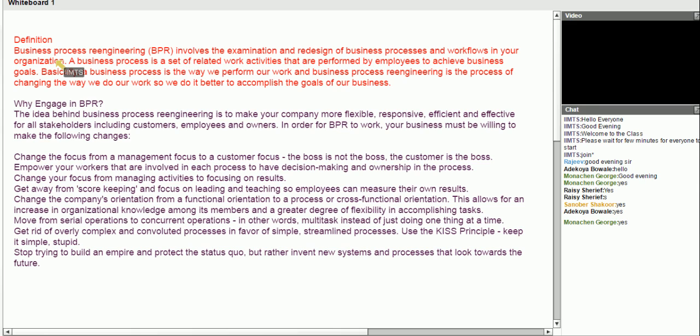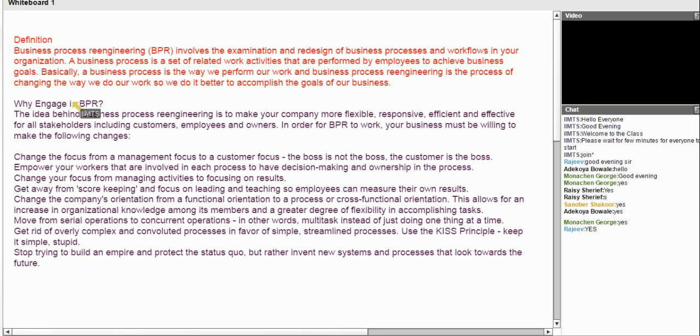Okay, let's see the definition of business process reengineering. Business process reengineering involves the examination and redesign of business processes and workflows in your organization. A business process is a set of related work activities that are performed by employees to achieve business goals. Basically, a business process is the way we perform our work, and business process re-engineering is the process of changing the way we do our work, so we do it better to accomplish the goals of our business. So business process re-engineering is applied in the system of the organization to improve the whole system, right, to accomplish the goals of our organization.